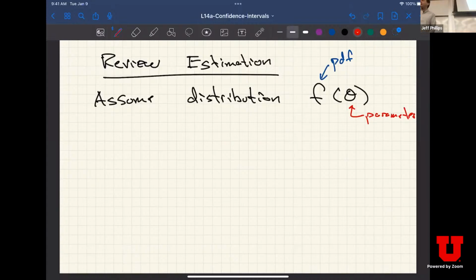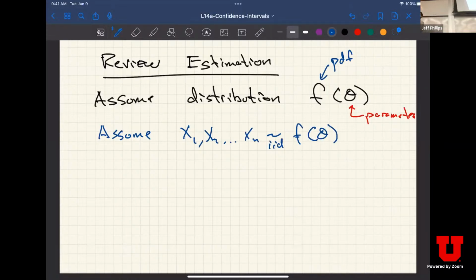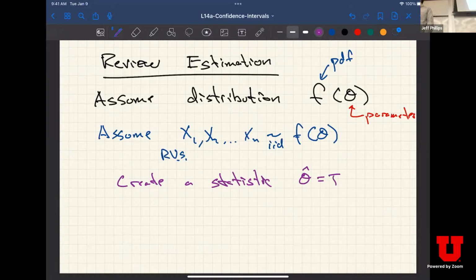So we're assuming we have this distribution, and then we also assume that we're going to have these observations X1, X2, up to Xn, which are IID from this distribution. Now, these are not realizations. These are not actual data we're thinking about here yet. We're thinking about these as random variables. Then we're going to create a statistic, which we're going to call theta hat, which is some function of these random variables.